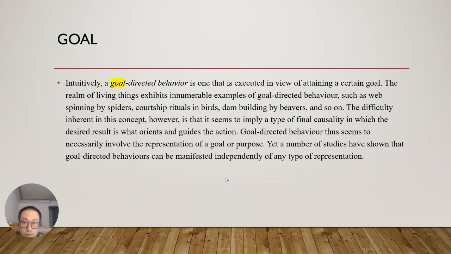The difficulty inherent in this concept, however, is that it seems to imply a type of final causality in which the desired result is what orients and guides the action. Goal-directed behavior thus seems to necessarily involve the representation of a goal or purpose, and a number of studies have shown that goal-directed behaviors can be manifested independently of any type of representation.